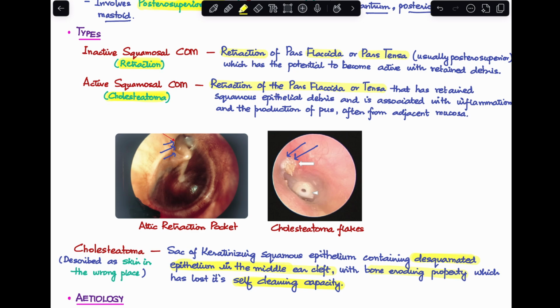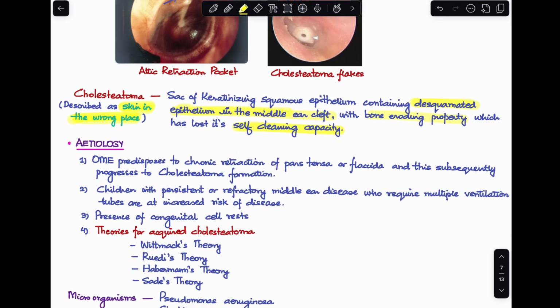In other words, cholesteatoma is the presence of skin in the wrong place. Whenever there is a presence of skin in the middle ear, it is described as cholesteatoma. Now, for the rest of it, please check out my other video on cholesteatoma. Now we'll discuss the etiology of squamosal type.